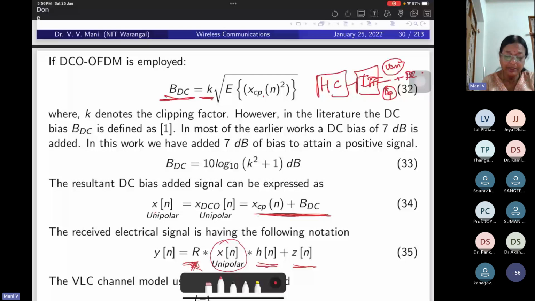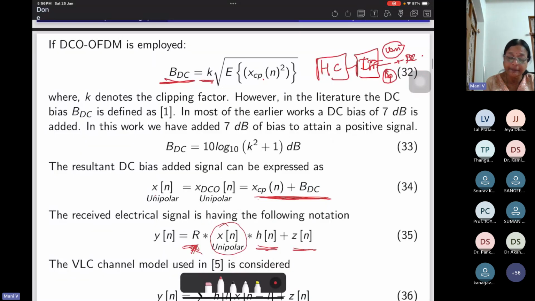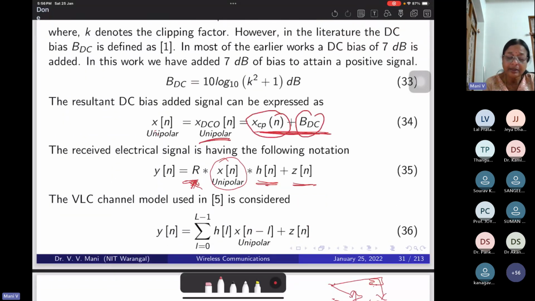To make the unipolar signal of DCO-OFDM format, it becomes the bias plus your original signal, so x_cp of n plus B_DC is added, right? The received signal then has the received unipolar signal, your channel, and additive white Gaussian noise. Channel is h of n, z of n is additive white Gaussian noise, x of n is your unipolar device, and R is the response of your photodiode. Here we have used R equal to 1, the photo response of your photodiode.